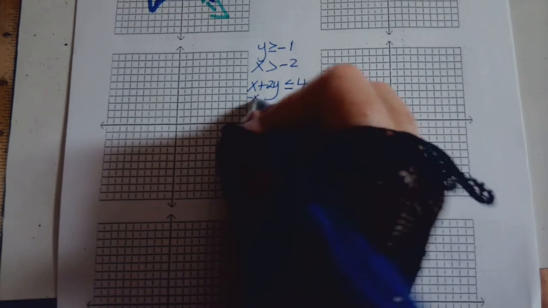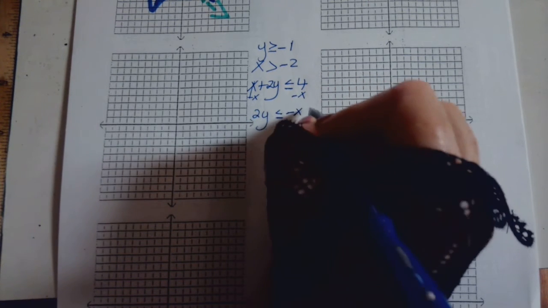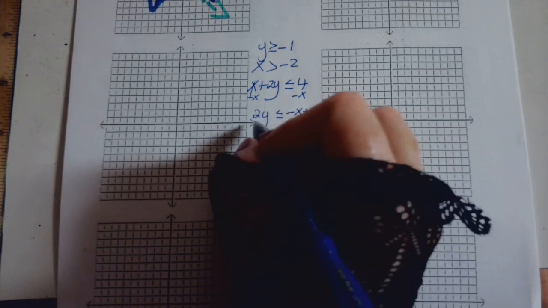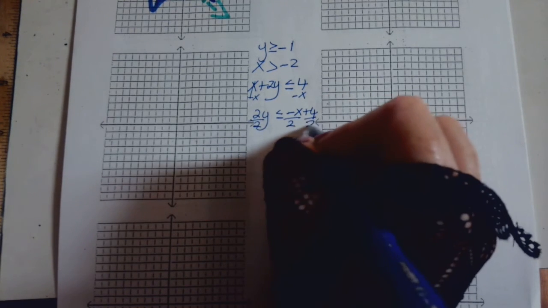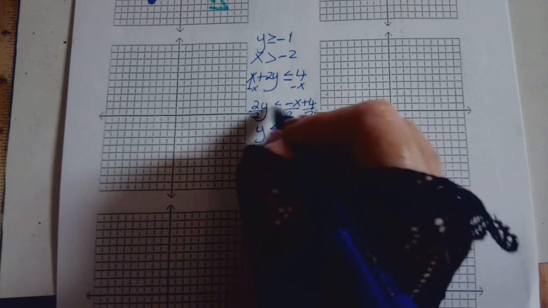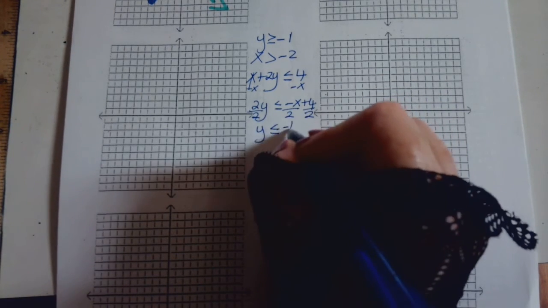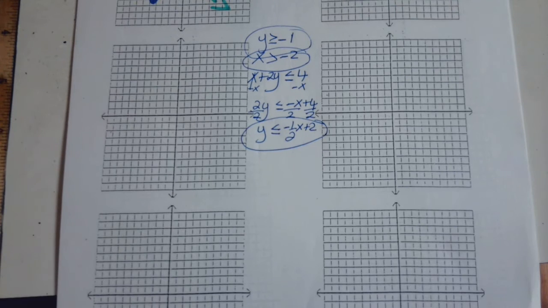So subtract x, and sometimes they're not. So 2y is less than or equal to negative x plus 4. And remember, when you solve an inequality, if you're ever dividing or multiplying by a negative, you flip it, but you're not here. So y is less than or equal to negative 1/2 x plus 2. So I'm looking at this one, and this one. I just wanted to circle them so that you can see.